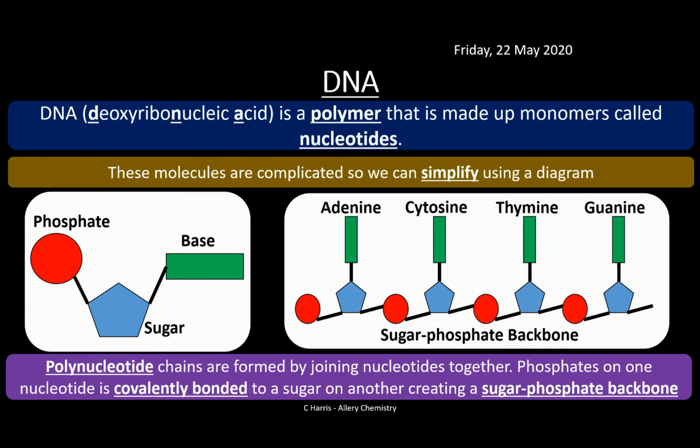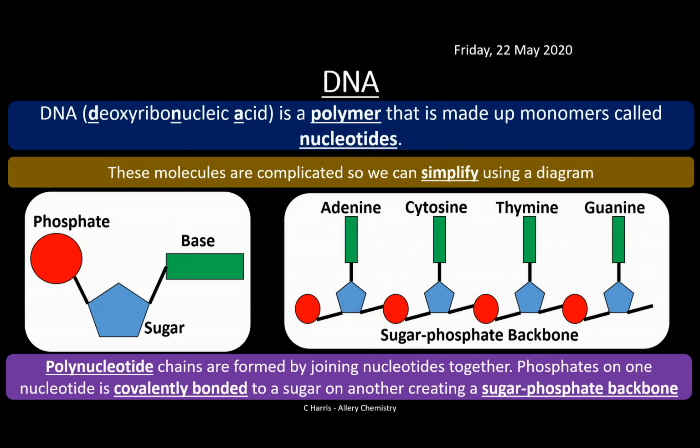So actually, what we can then do is join them all together. So we can have our adenine, cytosine, thymine, guanine, and that builds up. And you can see here, there's our phosphate, which is the red, and then we've got our pentose sugar, which is here. And you see these join all together, and these form a sugar phosphate backbone with your bases sticking out. So this is our polynucleotide chain. And so the phosphate on one nucleotide is covalently bonded with the sugar on another, and this creates this sugar phosphate backbone. So this is fixed. What changes is the bases that come off the top there.